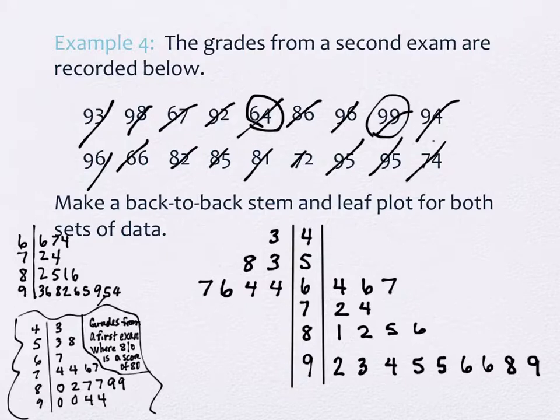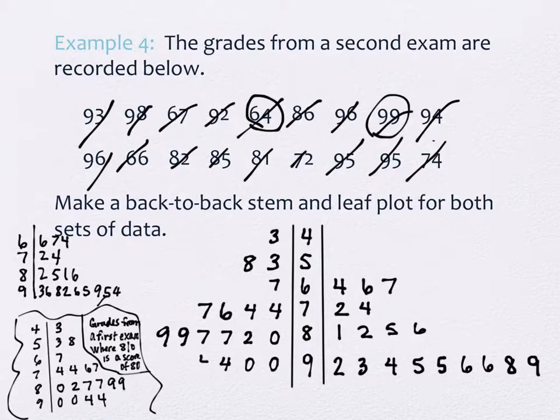Whoops, you're right. The zooming in and zooming out makes it hard to keep track a little bit. So there's 67 from the 60s row. On the 80s row, I have 0, 2, 7, 7, 9, 9. And then on the 90s row, I have 0, 0, 4, and 4.